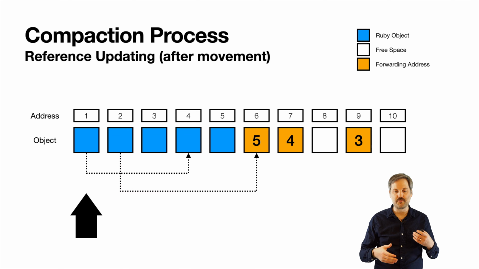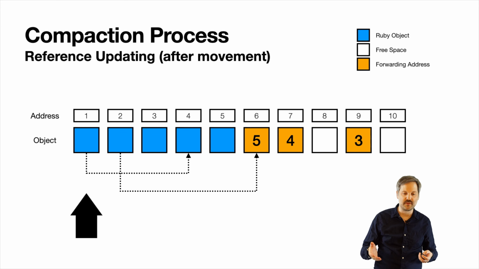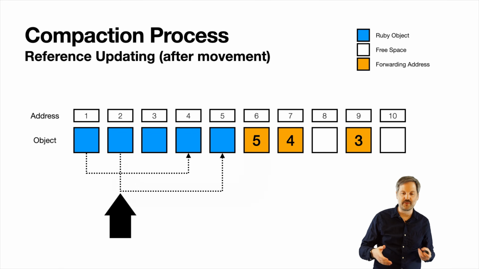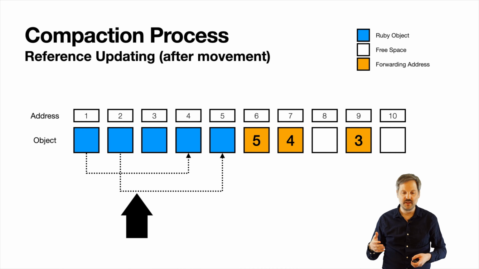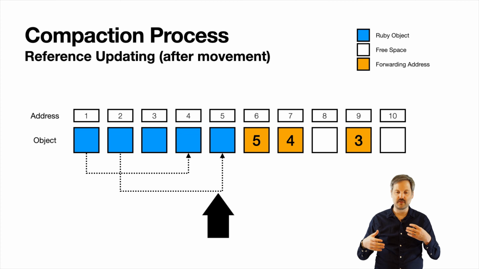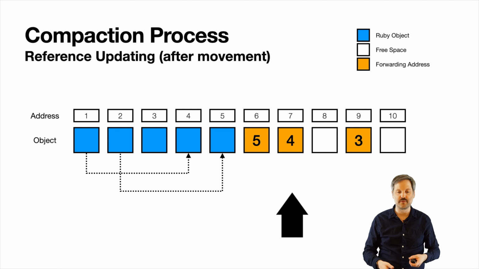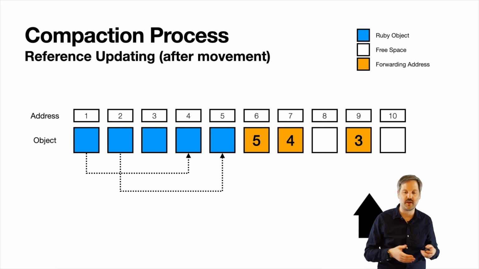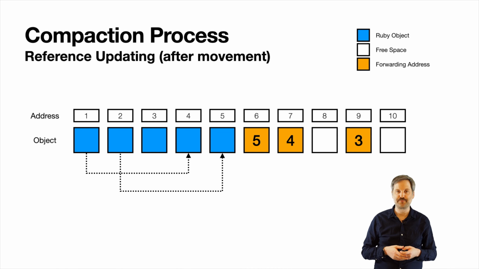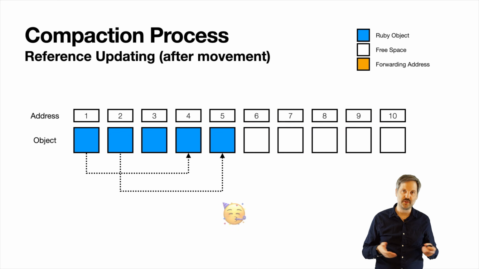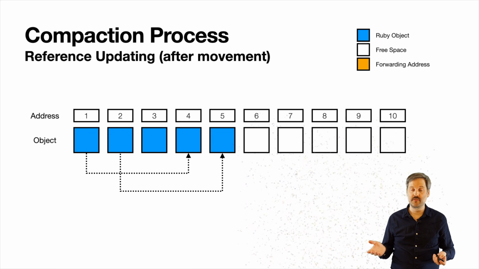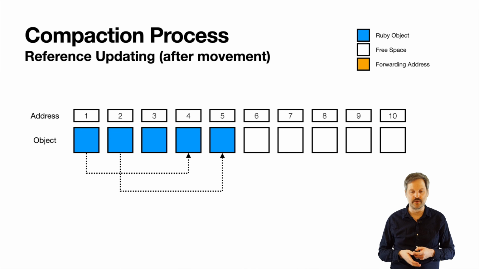So in this case, object 1 references object 7, but the object at 7 was now at 4, so we have to update the reference. The next object 2 is pointing at 6, but 6 moved to 5, so we have to update the reference, and we repeat this process for all of the objects in memory. Now, once we've done this, we can clear out any of the forwarding addresses, and compaction is complete. So this is the existing compaction algorithm.